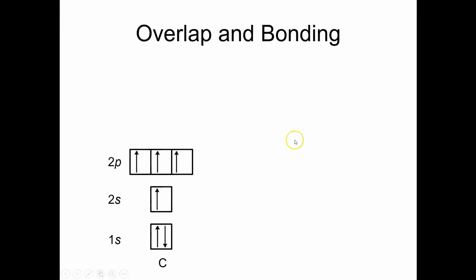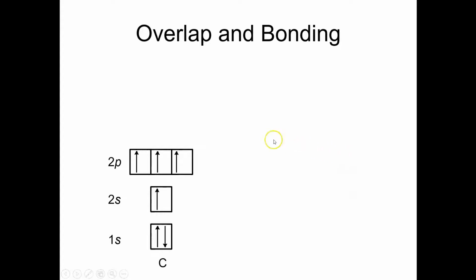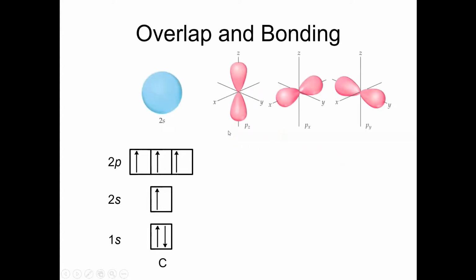So let's just say that we did that. We promoted one of those electrons from the 2s into the empty 2p. We still have a shape issue, right? Because as you'll recall from chapter 6, a 2s orbital is spherical, and these 2p orbitals have two lobes each, but they lie along orthogonal x, y, z axes.